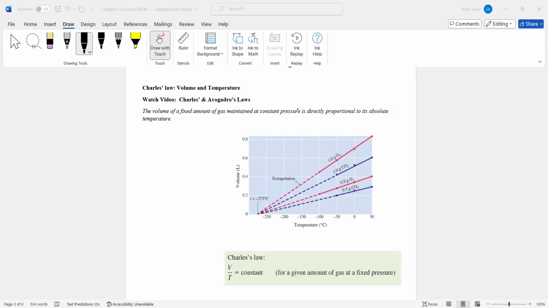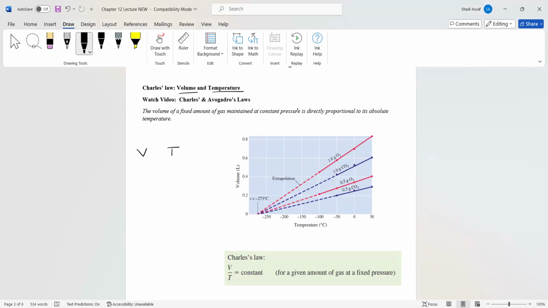The next two laws that we will talk about are Charles' law and Avogadro's law. So let's start with Charles' law, and it's a relationship between volume and temperature. So we have volume and temperature. So let's read the statement.